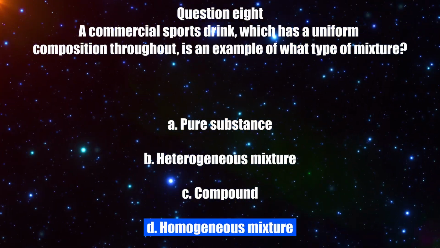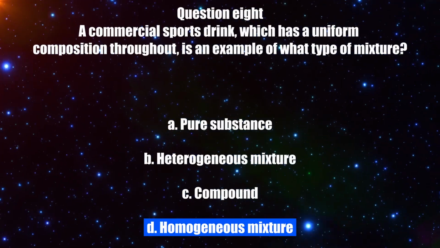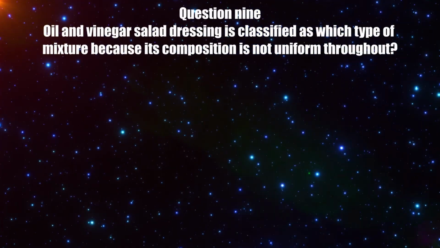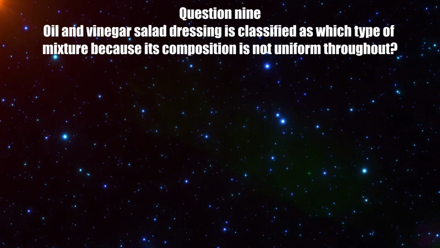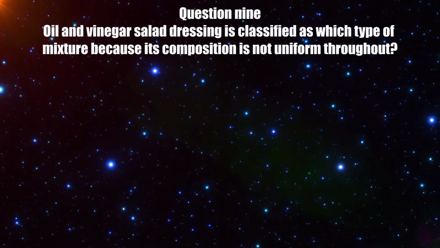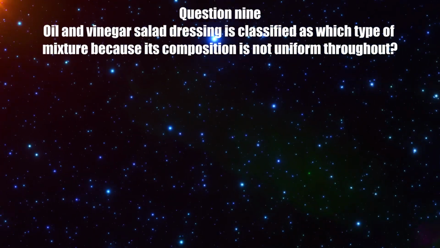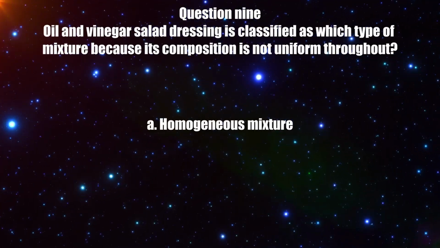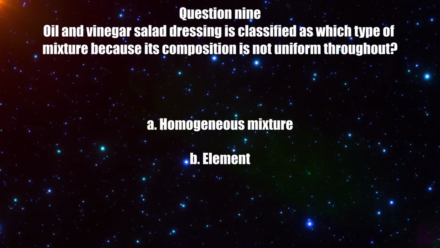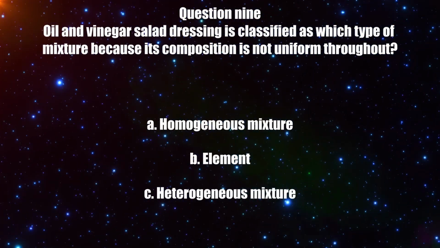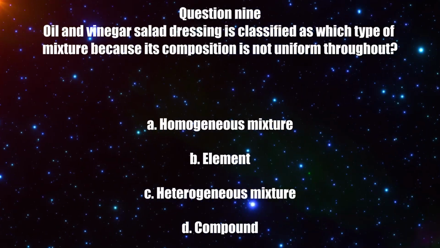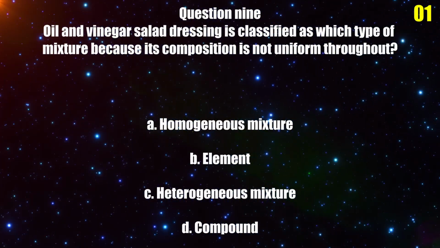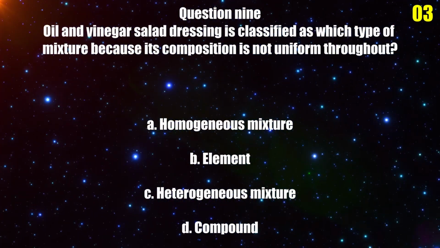The correct answer is D. Homogeneous mixture. Question 9. Oil and vinegar salad dressing is classified as which type of mixture because its composition is not uniform throughout? A. Homogeneous mixture. B. Element. C. Heterogeneous mixture. D. Compound.